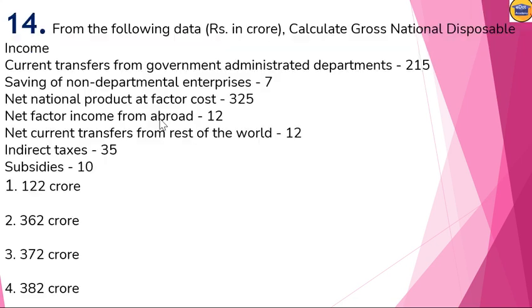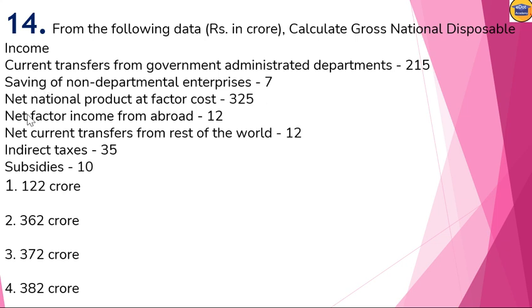Next. Now the data is changed here. Again a question: from the following data, calculate gross national disposable income. Same type of question has come here but with changed data. Current transfer from government administrative departments is 215 crore. Saving of non-departmental enterprises is 7 crore.